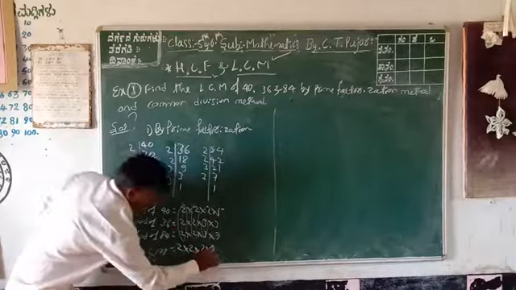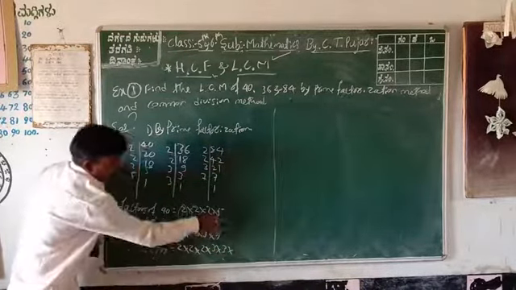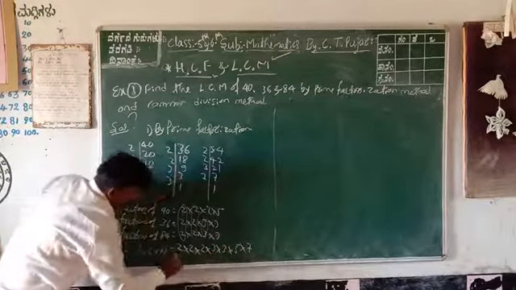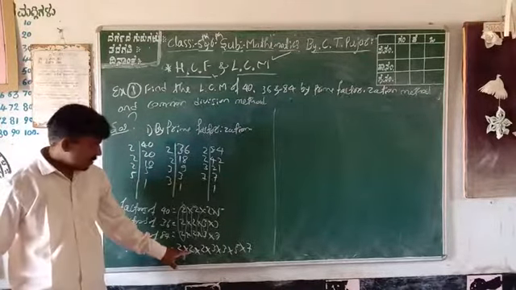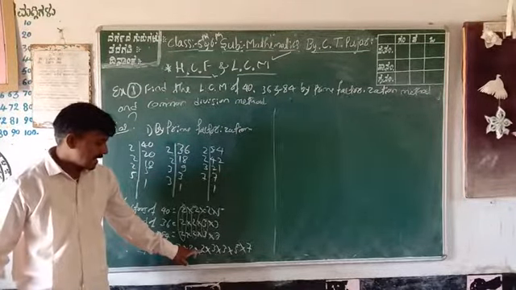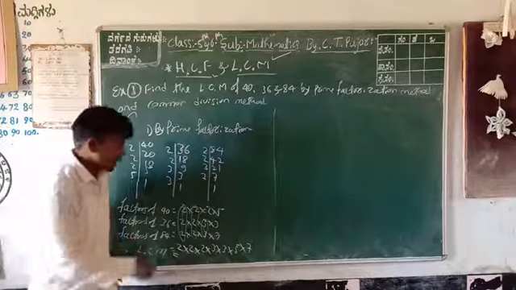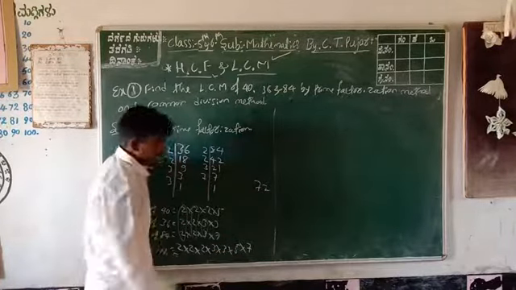3 times 1 is 3. Next, this also 1 time is the 3. Next, 5 is the 5, 7 is the 7. Therefore, the product of all these: 2 to the 4, 4 to the 8, 3 to the 9, 8 9s are 72, 72 into 5 7s is 35.